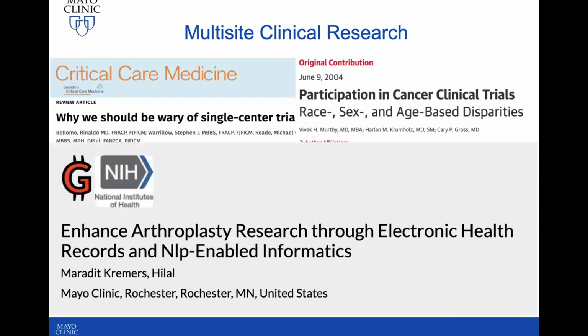Even under the present pandemic, we see there is a crucial demand to integrate large volume, diverse data to link across different institutions. And under this project led by Dr. Marty Kremers and Dr. Song, we're aiming to leverage NLP to establish a nationwide arthroplasty registry.